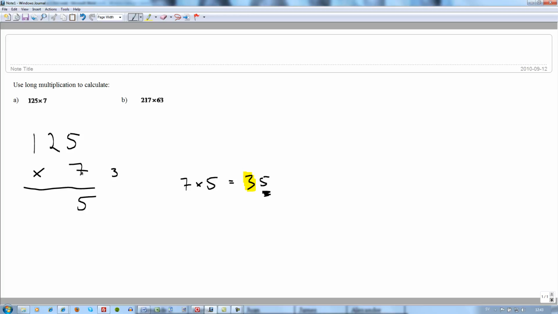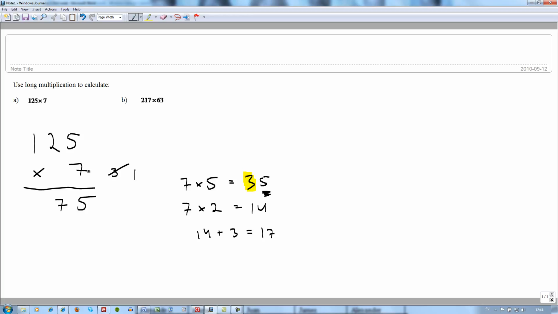Next step, 7 times 2. Just make notes here so we can see all the calculations. Equals 14. But now we have to add this number 3. Okay, so we have 14 plus 3 equals 17. So we write down 7 and remember the 1.